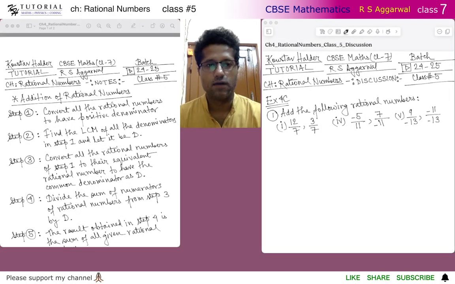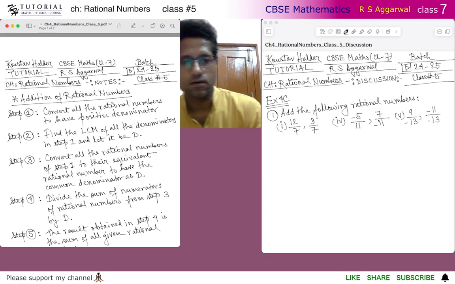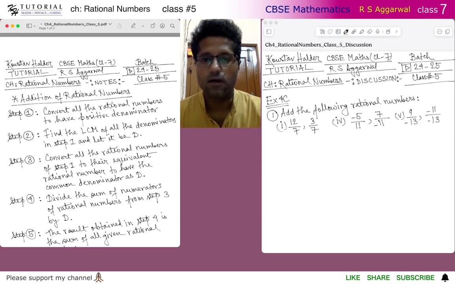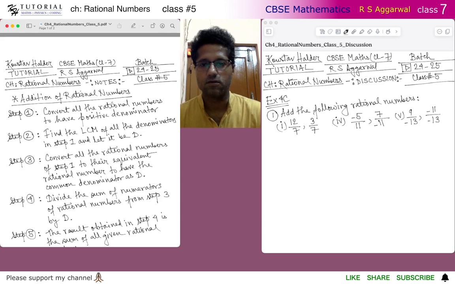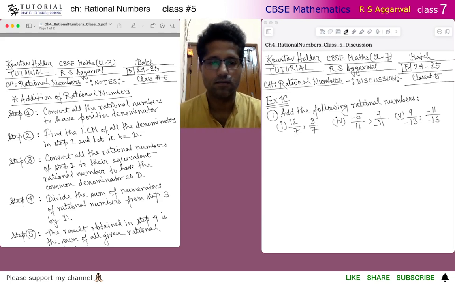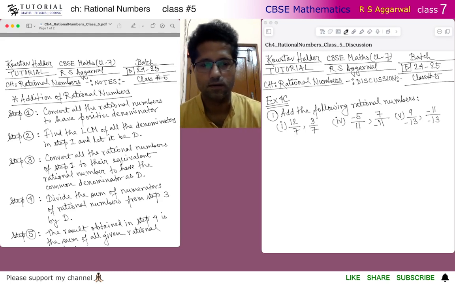As usual, I have my notes on the left hand side and I will solve the problems from the exercise on the right hand side, based on the topics I will discuss. So let's first do the addition of rational numbers. How do we add two or more than two rational numbers?